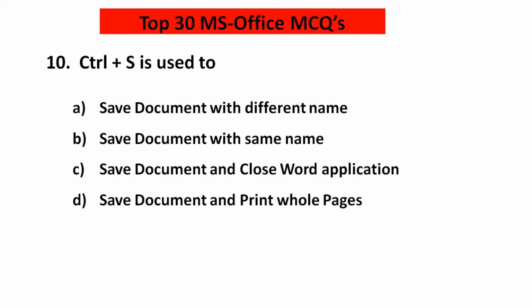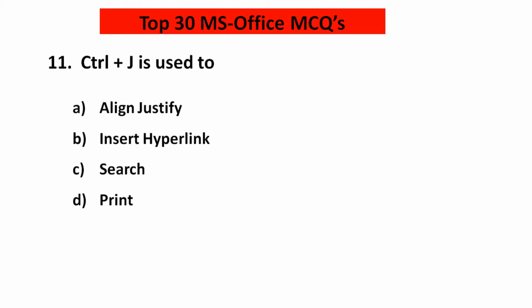Next question, Ctrl plus S is used to. Options A save documents with different name, B save documents with same name, C save documents and close Word application, D save documents and print whole pages. Right answer is option B save documents with same name. Next question, Ctrl plus J is used to. Options A align justify, B insert hyperlink, C search, D print. And right answer is option A align justify.